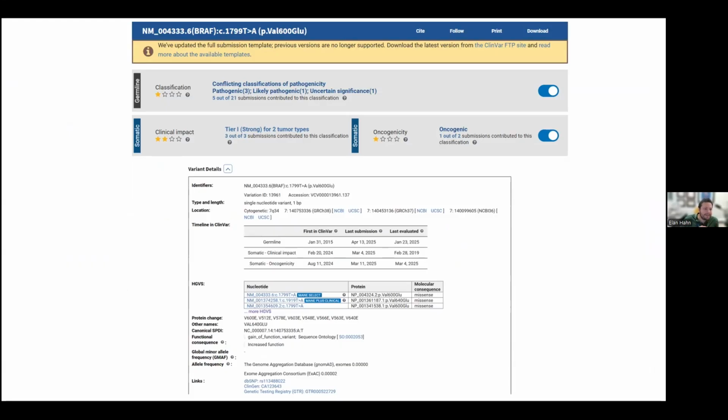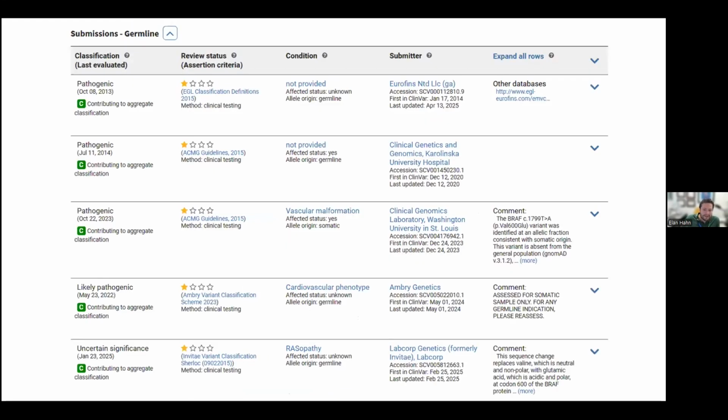In the germline, it has conflicting classifications of pathogenicity. Most of them are pathogenic with 1 star, but in somatic, which is what we're talking about today, it's tier 1 and it's oncogenic with 2 stars of evidence. And then if you go down, you can see the different submissions, and this is for a germline example of V600E, and you can see what each submitter put as a comment to go along with the variant.